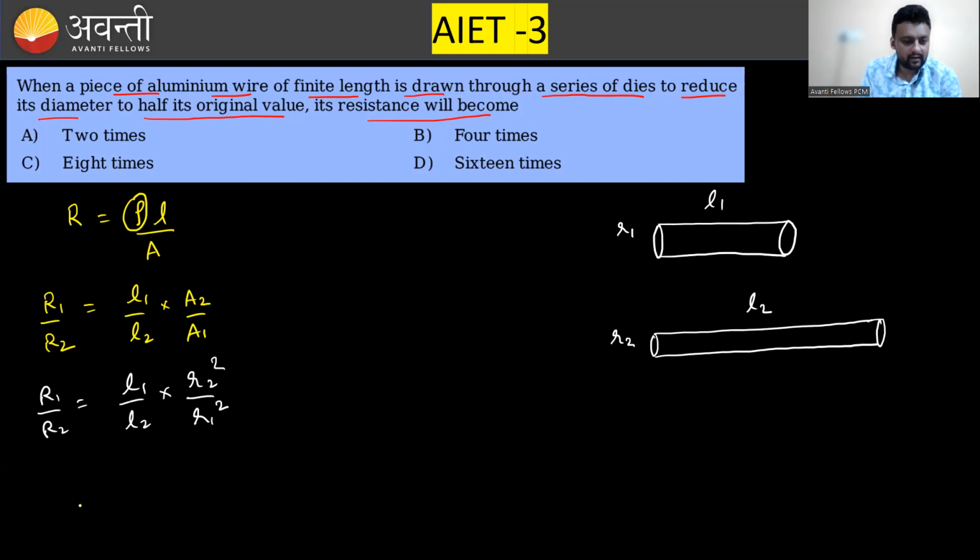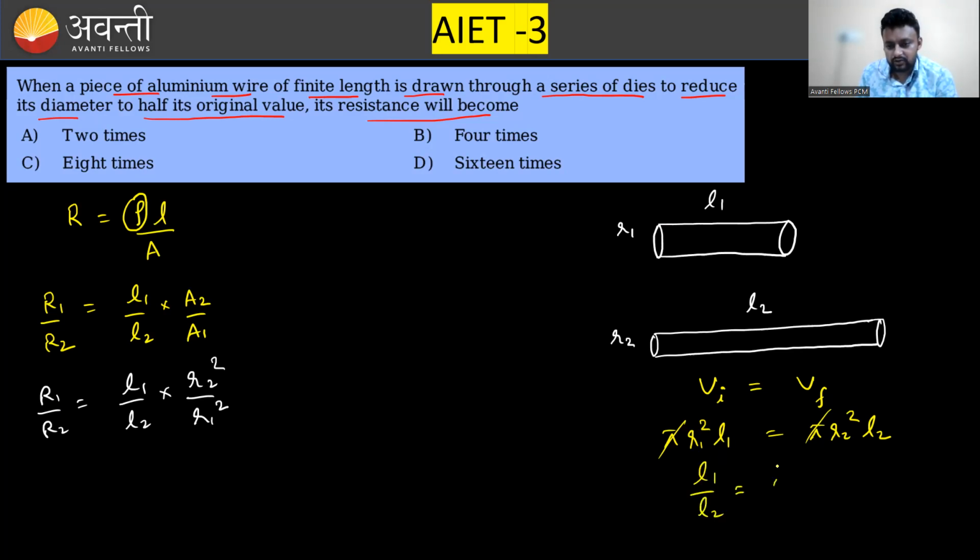Now, look here. If no portion is removed, then the volume of the wire will remain constant. So volume initial will be equal to volume final. I am writing volume here. What is the volume? Pi r square h, you know that. So pi R1 square L1 is equal to pi R2 square L2. Pi and pi can be cancelled. So the ratio of L1 over L2 is equal to R2 square by R1 square. Clear? Now put the values.